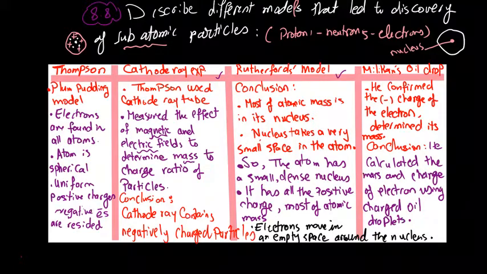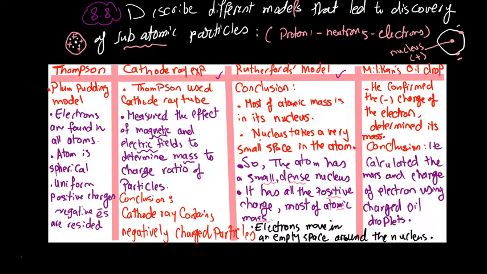The nucleus is dense and small. It contains all the positive charge and most of the atomic mass. Almost all the atomic mass exists inside the nucleus. So the nucleus is the center of the positive charge. Electrons are found in the empty space around the nucleus. This is according to Rutherford.